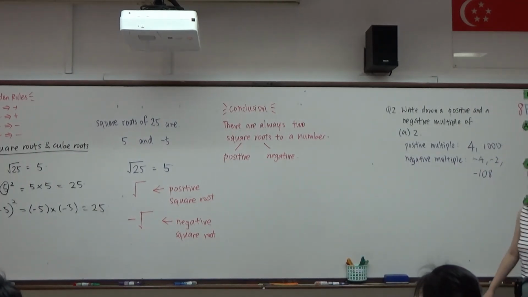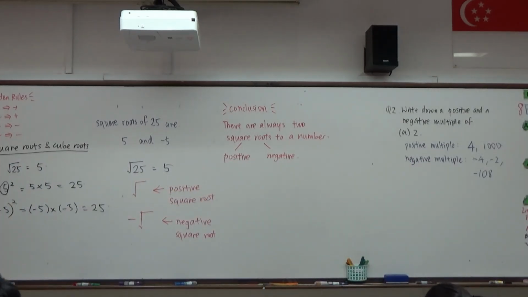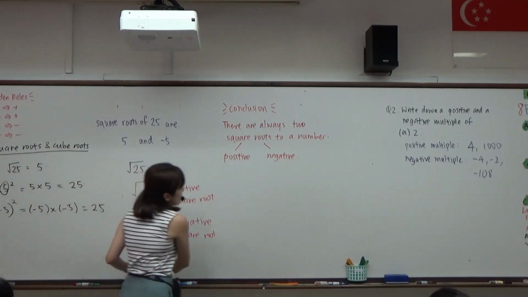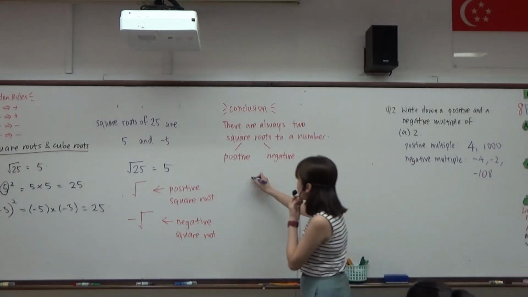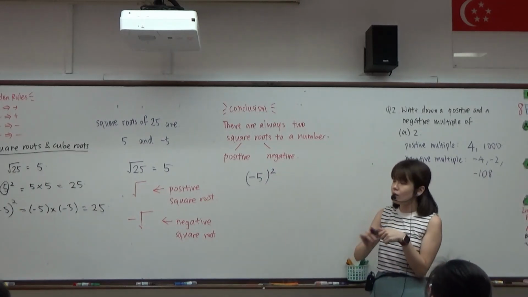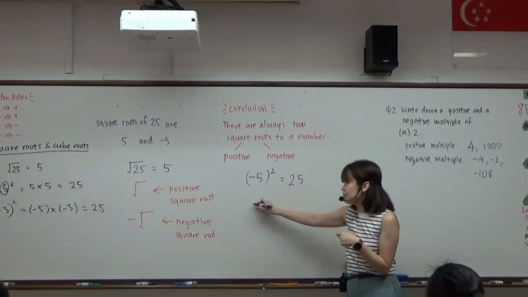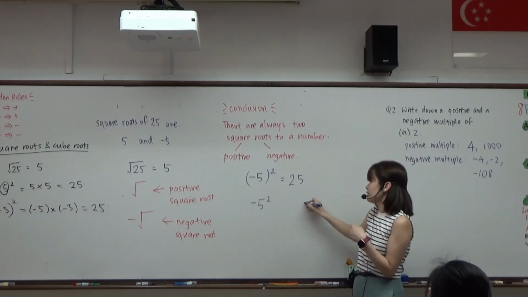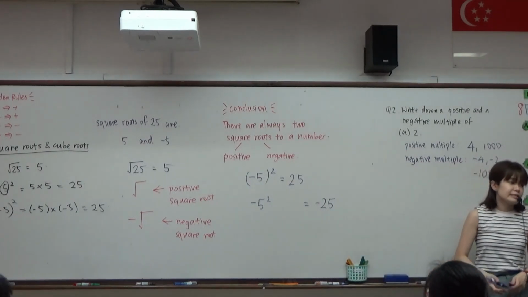Yes, Hashan. Okay, very good question. Hashan asked a very important question. He said that when you press the calculator like that, you can go and try now. Press the calculator like that, what do we get? 25. But then if you never put the bracket, he said the answer is negative 25. So what does this tell us?